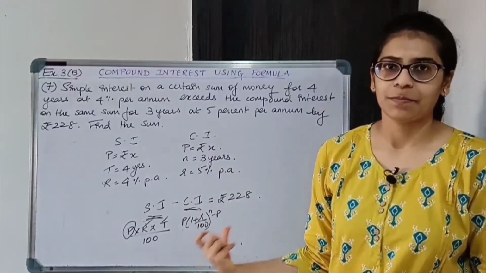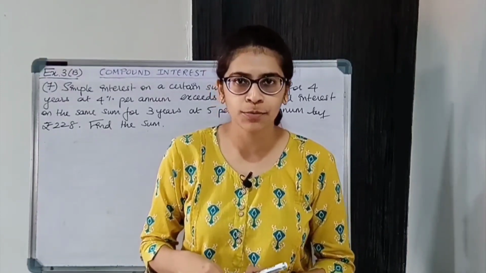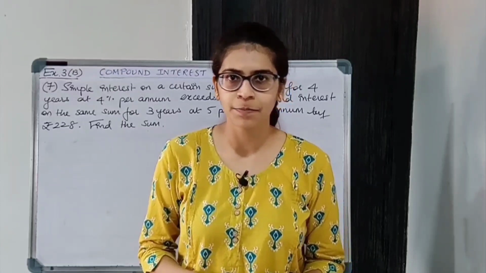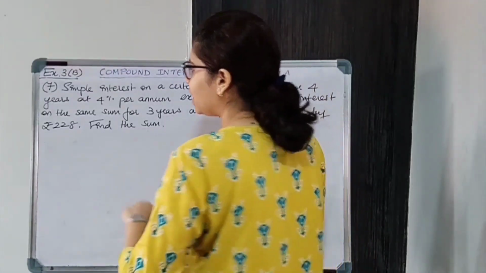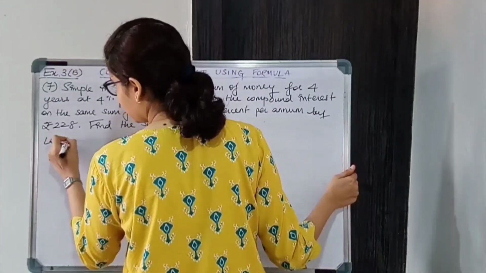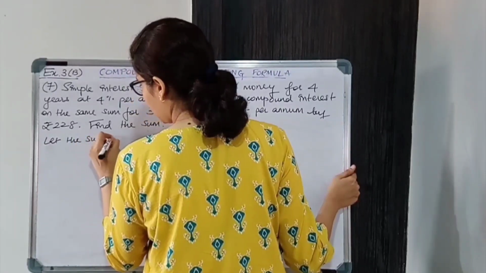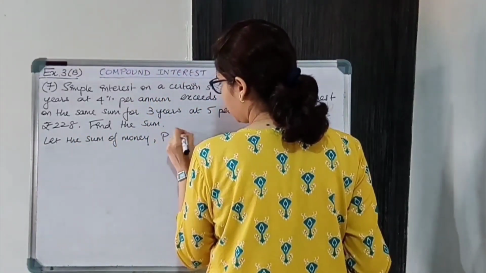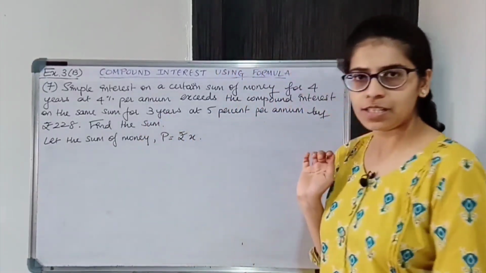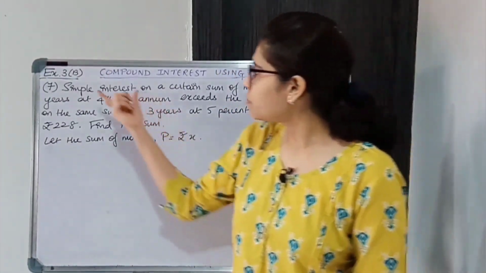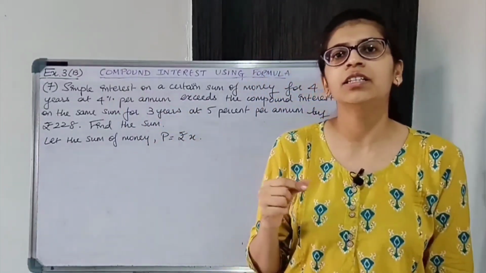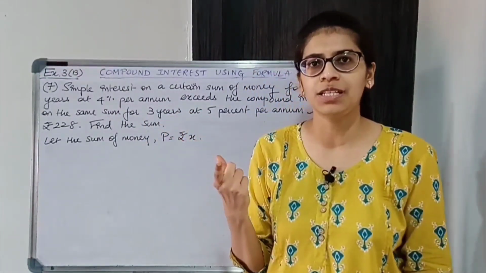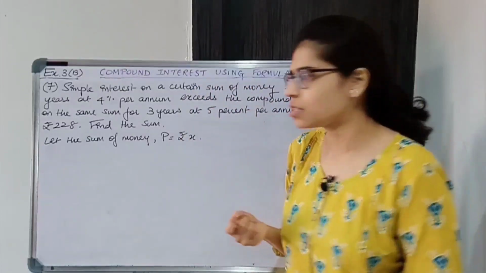and find the sum of money. Now we have to find the sum of money, that is principal. Let us assume it to be x rupees. So just write down, let the sum of money, that is principal, be x rupees. Now for simple interest we are given the rate of interest and time period. Principal we have assumed to be x rupees. Let us calculate the simple interest.